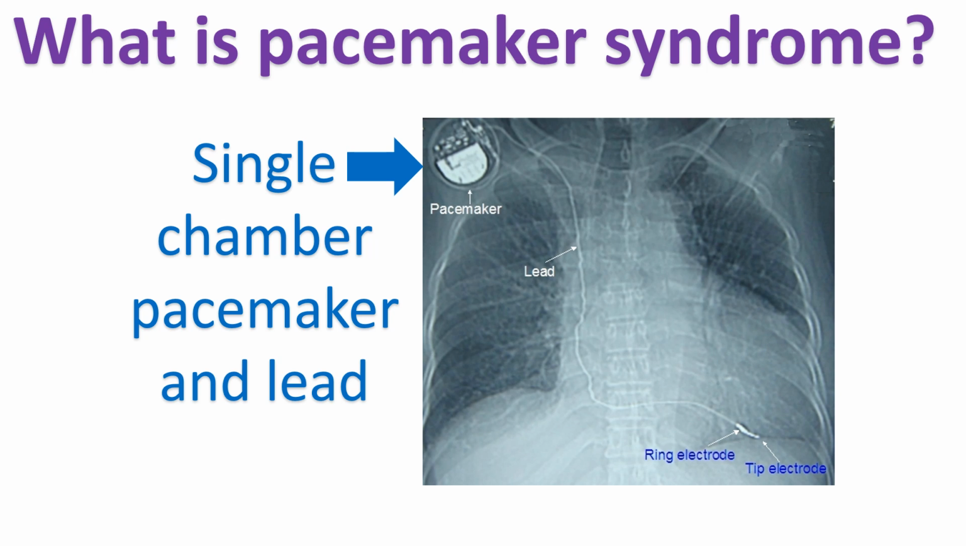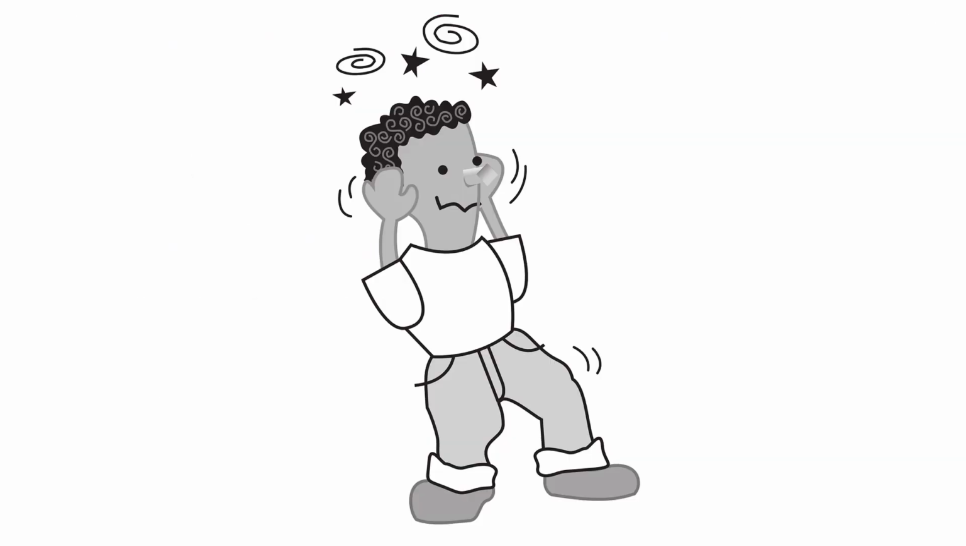When a single chamber pacemaker paces the right ventricle, this AV synchrony is lost and may cause symptoms of pacemaker syndrome. Persons with pacemaker syndrome may have shortness of breath on exertion and low blood pressure. Low blood pressure may cause fainting.